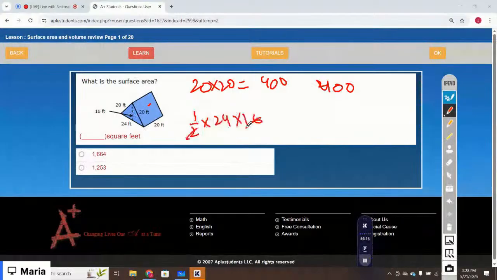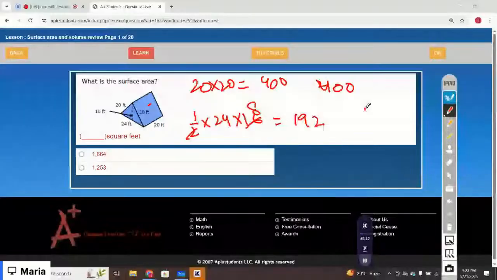Half times 2 times 8 is 16. And 8 times 24 is 192. So the other triangular face has the same area. Now for the base, that is 20 times 24. 20 times 24 is 480.